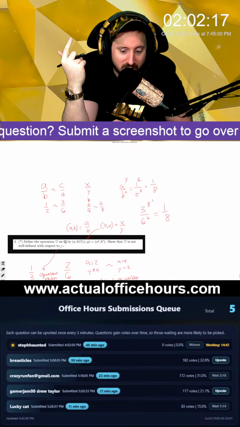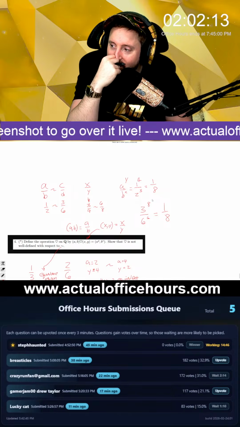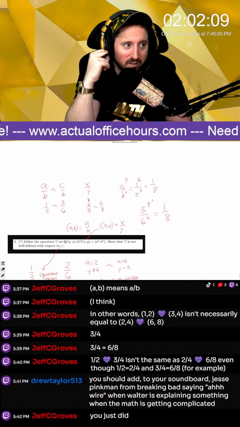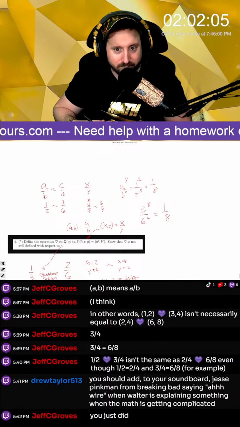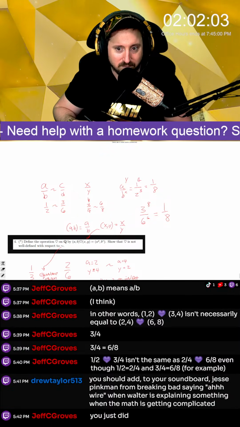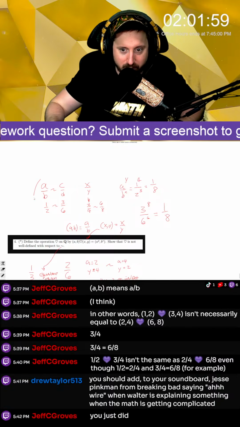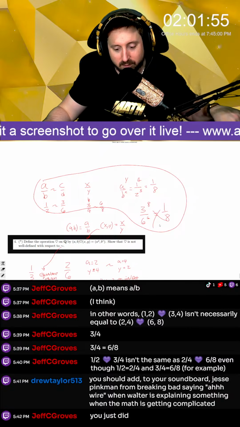I just showed that it's not well defined. When chat did it, they just used different values for x and y. They used 4 and 2, and then they showed that it doesn't result in equivalent pairs. Okay, so this is basically it. We did the proof, because this doesn't equal this.